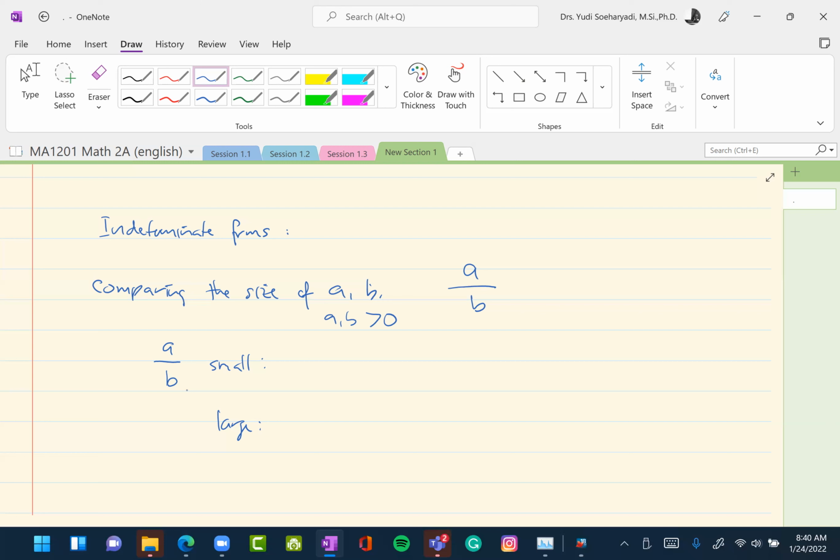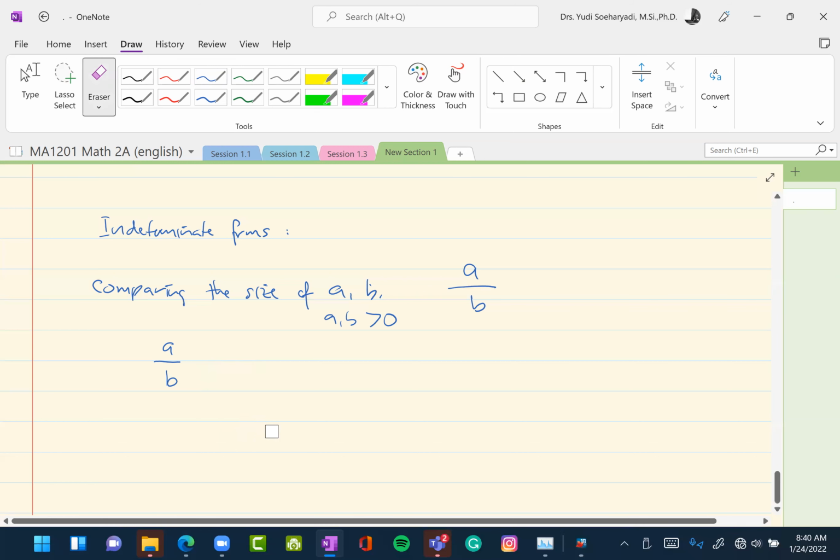So, are you with me? Yes, sir. I still don't quite understand the concept. If A and B, A over B, you're comparing the sizes of A and B. Well, we're comparing just fractions, A over B, for example, the ratio. Compare the ratio. If the ratio is small, what can you say about A and B?